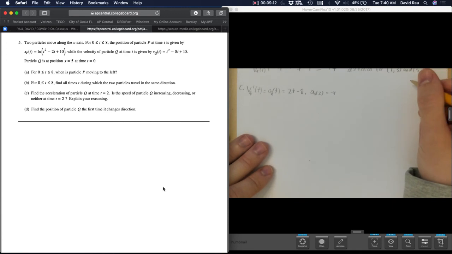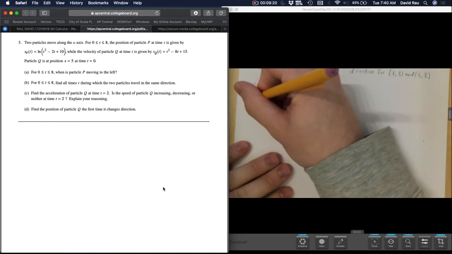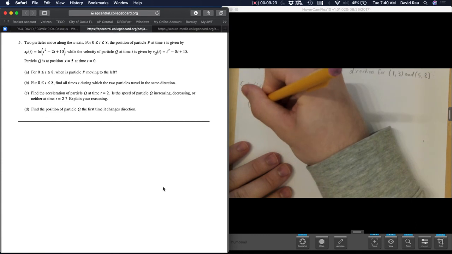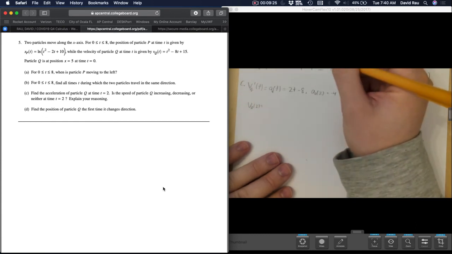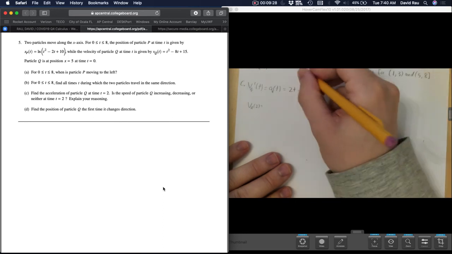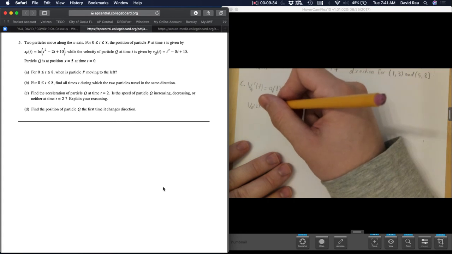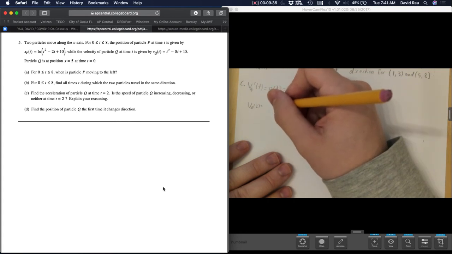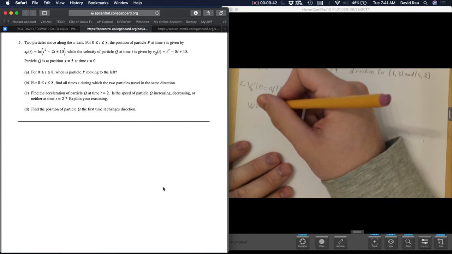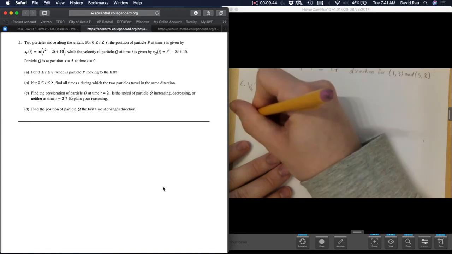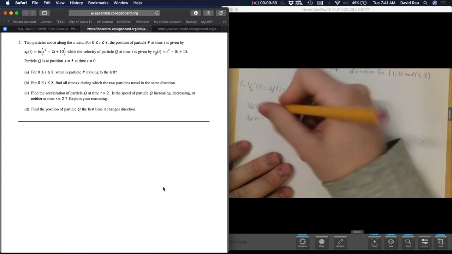Okay, now they ask if the particle is speeding up, slowing down, or neither. To do that, we need to find VQ of 2, the velocity at 2. I know it's positive, but I could find it for real. That's 19 minus 16, so we get 3. We have VQ of 2 is 3. We have AQ of 2 is -4.